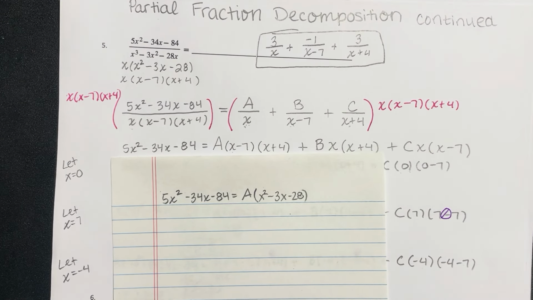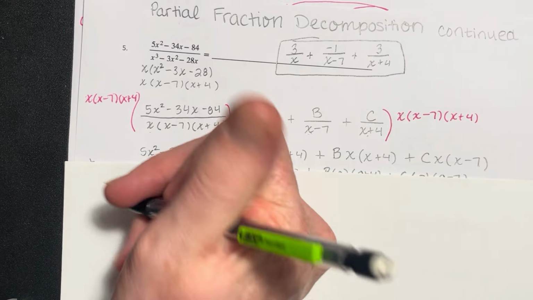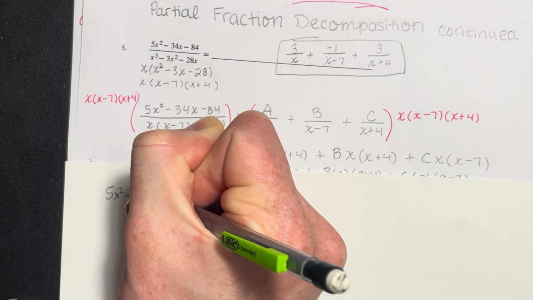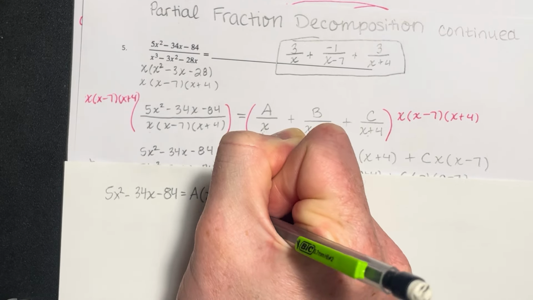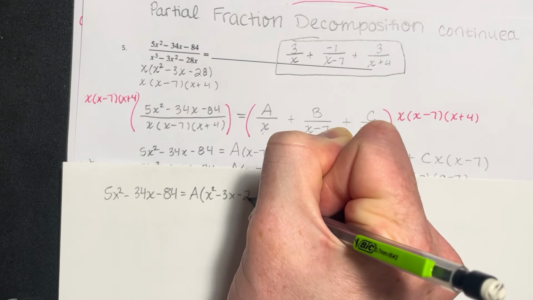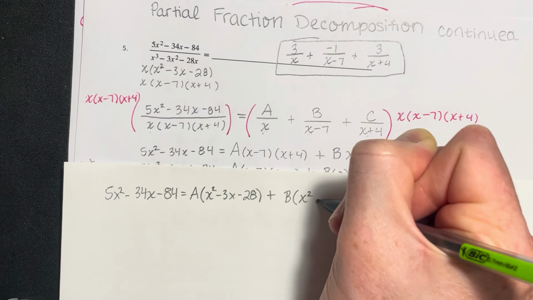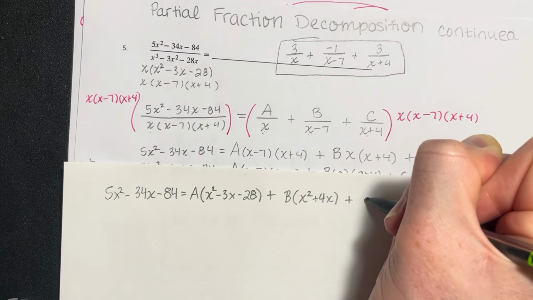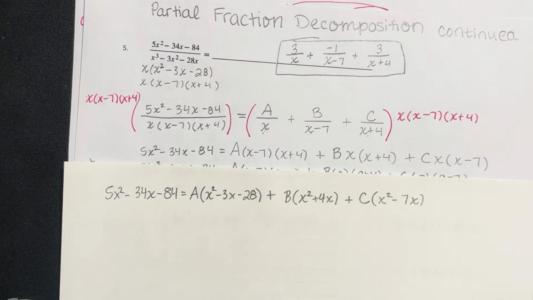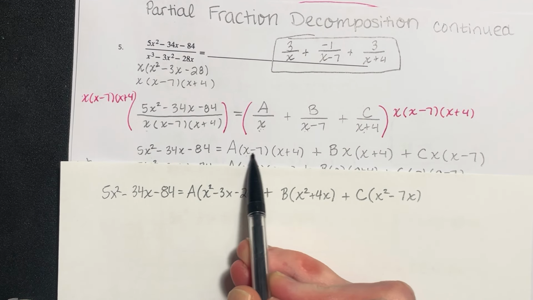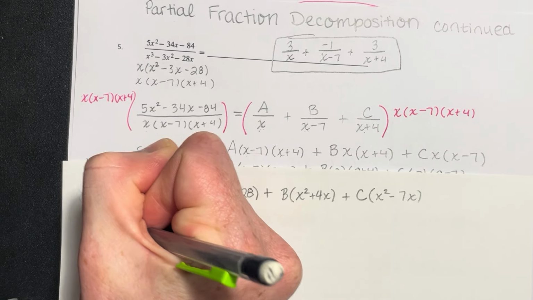Actually, let me move this to a bigger sheet of paper. So 5x squared minus 34x minus 84 is equal to a times x squared minus 3x minus 28 plus b times x squared plus 4x plus c times x squared minus 7x. If we've distributed just the parts that are being multiplied with the a, b, and c, then we can distribute out the a, b, c's.